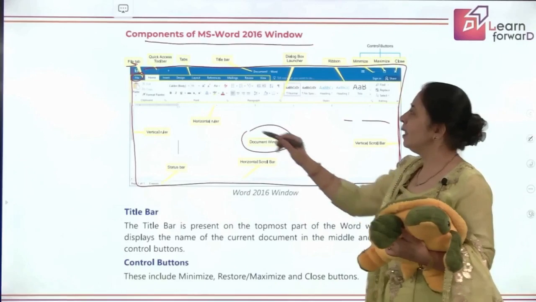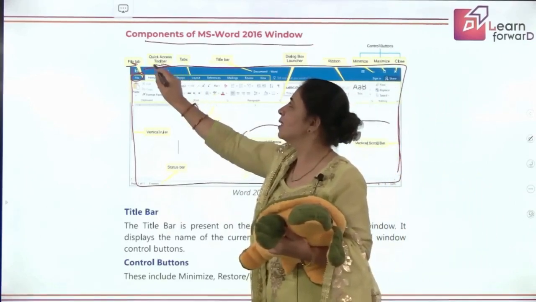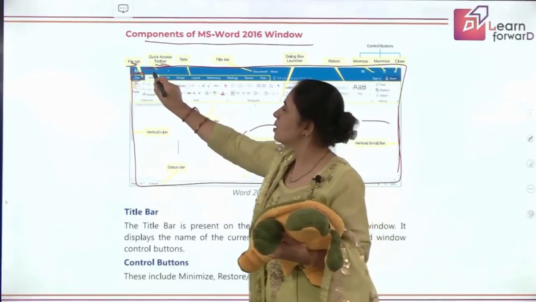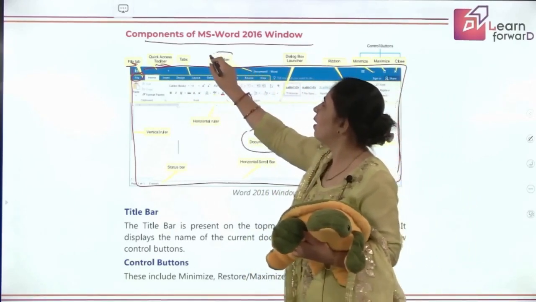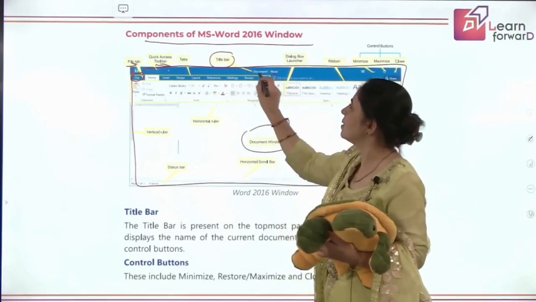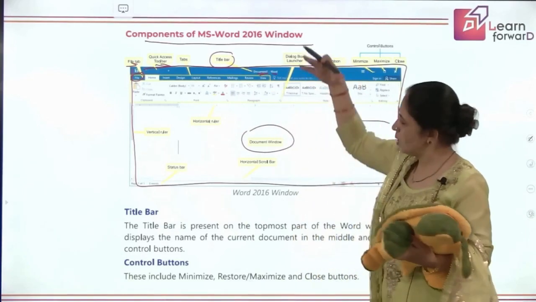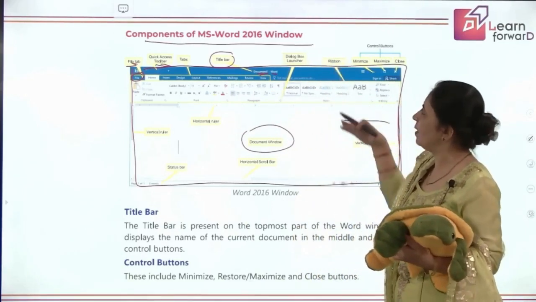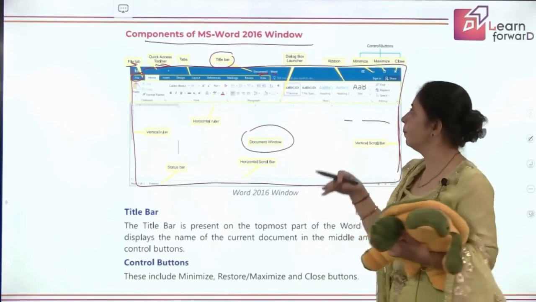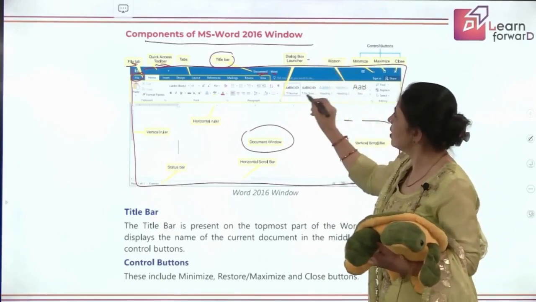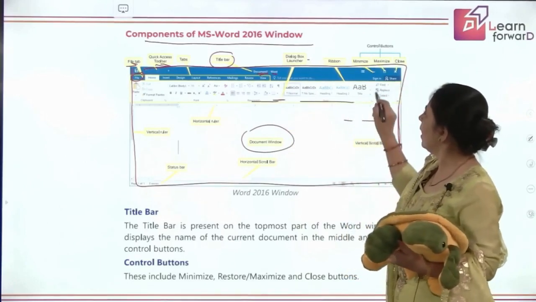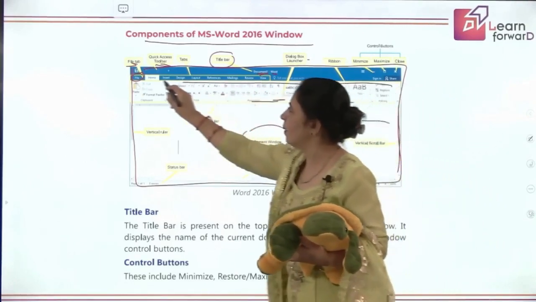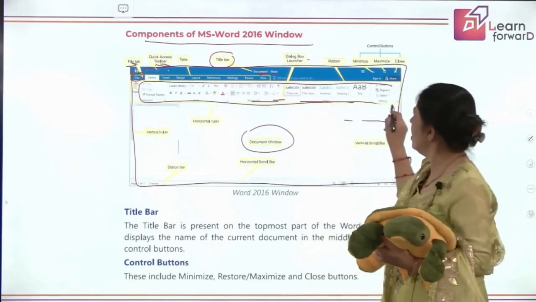Then we have a quick access toolbar here. This is the quick access toolbar at the top, and then we have a title bar here. This is the title bar. Just look at these things and we'll be discussing them one after another. Then this is your dialog box launcher, this part. And this part is called the ribbon. We call this part the ribbon.